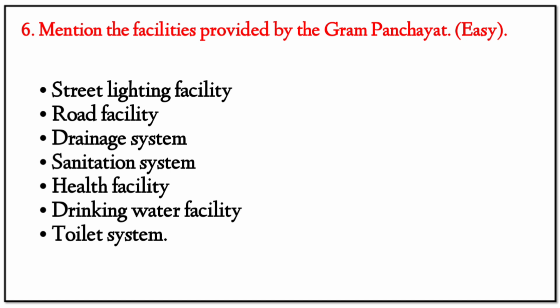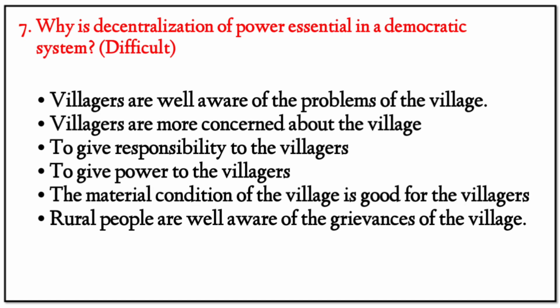Next, question number 6. Mention the facilities provided by the Gram Panchayat. Answer: street lighting facilities, road facilities, drainage system, sanitation system, health facilities, drinking water facilities, toilet system. Next, question number 7. Why is decentralization of power essential in the democratic system?